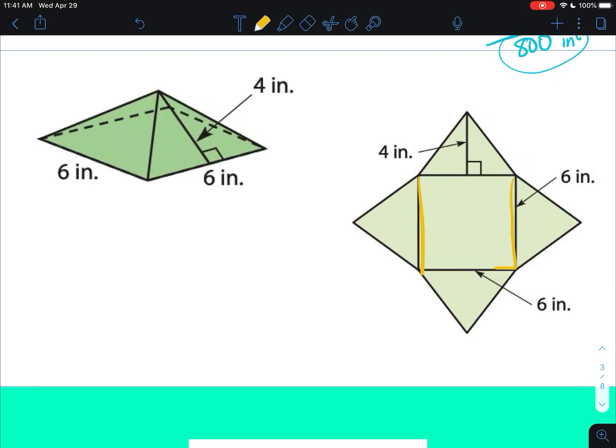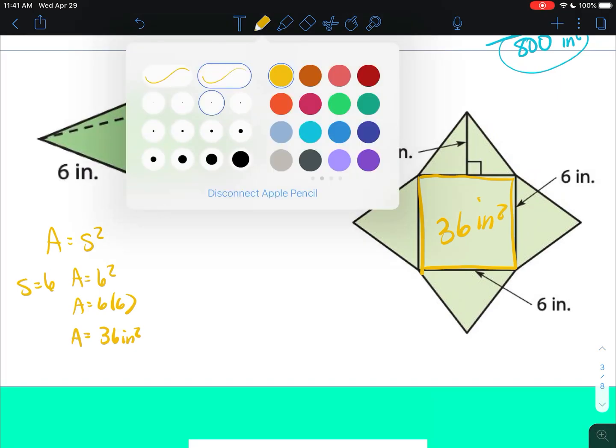So start with the base. That's a square. The area of the square is side length squared, and the side length here is going to be 6. So 6 squared, or 6 times 6, is 36 square inches. Write that inside to take care of that.